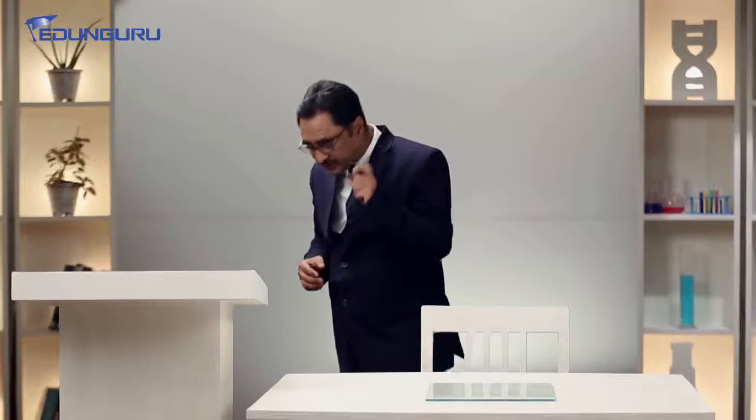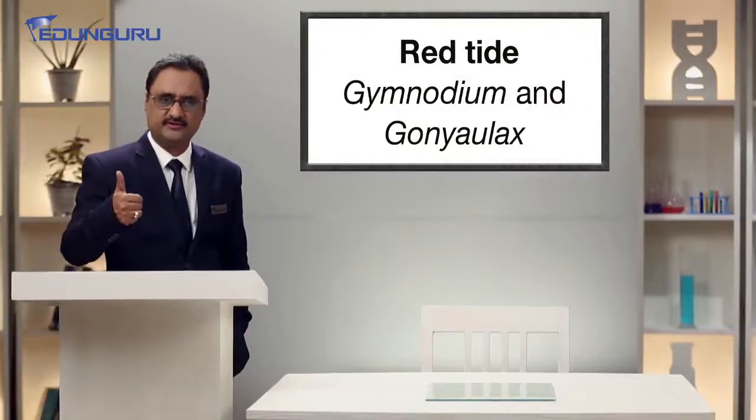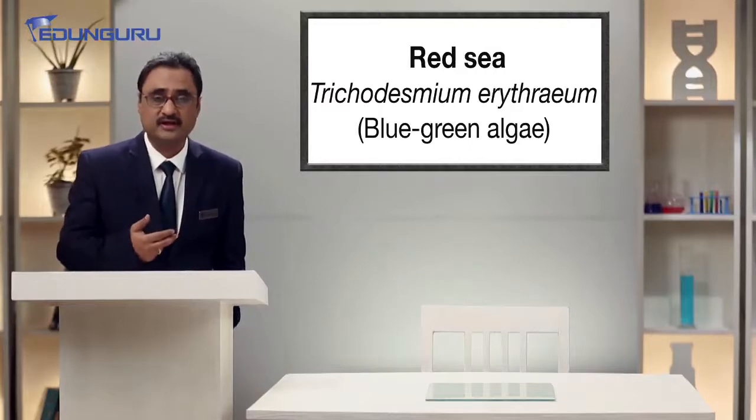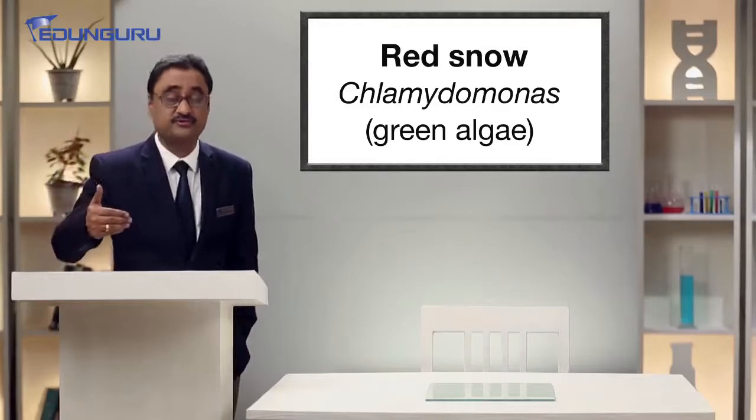Now the last one is what we call red snow. The reason behind the redness of the red snow is one spore, and that is the hypnospore of Chlamydomonas. So once again I just repeat: red tide, that is Gymnodinium and Gonyaulax; red sea, Trichodesmium erythraeum, a blue-green algae; and red snow, that is Chlamydomonas, a green algae. So these are responsible for three famous red phenomena. Okay, we were just discussing dinoflagellates. In the case of dinoflagellates, we have discussed the red tide phenomenon.